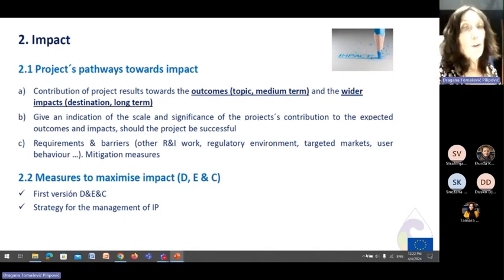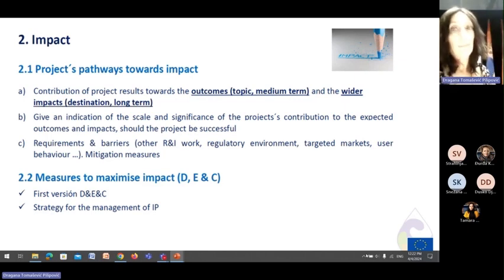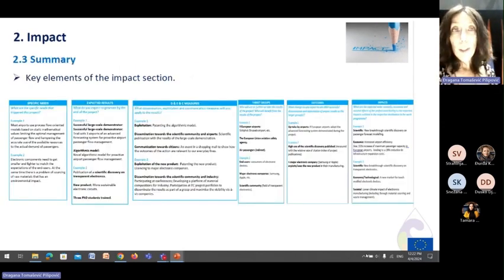So contribution of project results toward the outcomes, medium term, and wider impacts, long term. Later, we will see the pathway toward impact. So, as I said, you have to indicate the measure to maximize the impact, which means how you will disseminate your result. So here you see, maybe you cannot read very well, but this is the pathway to impact.